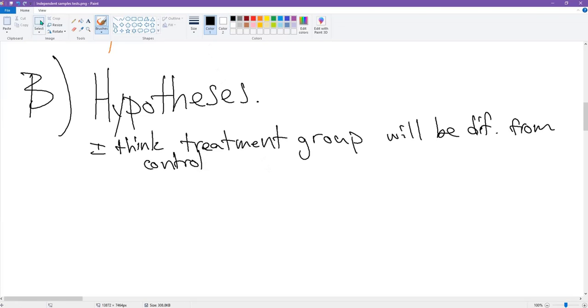And really, whenever we're building our hypotheses, I shouldn't say the word group. I should actually say the word population, because hypotheses are made about the population.